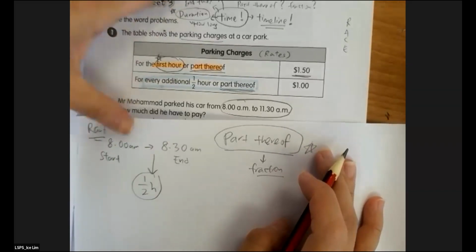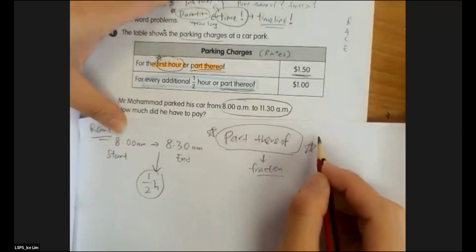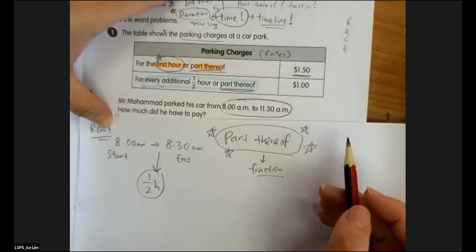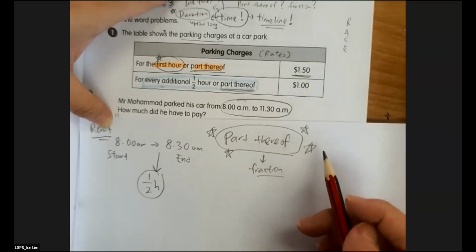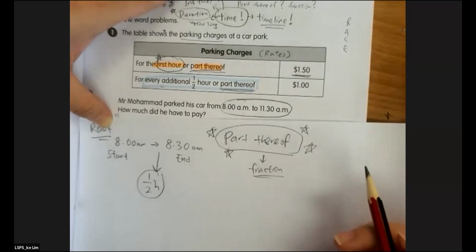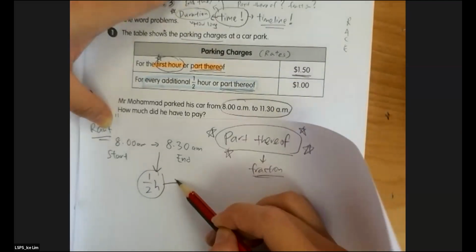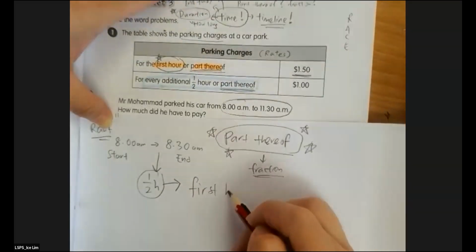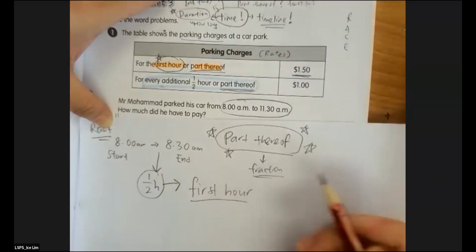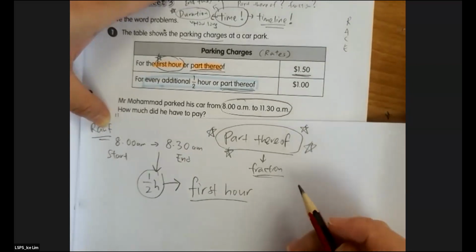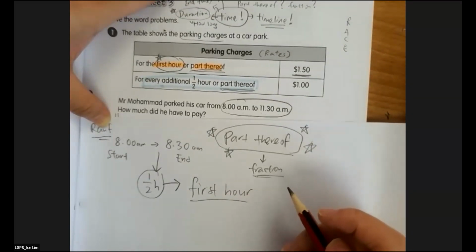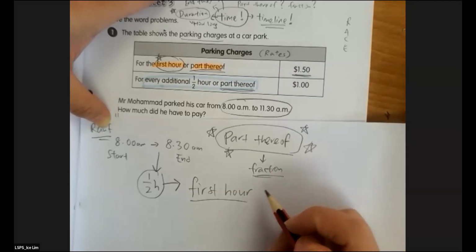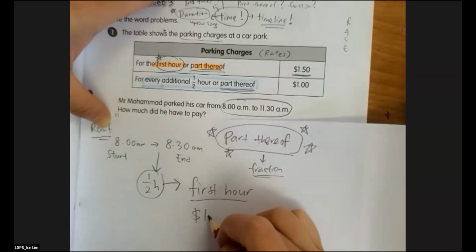Okay, so this is the most important part: the term part thereof. The meaning of part thereof, like what Xingwei says, is a bit like a fraction. Meaning, this half an hour is part of the first hour. It's still considered part of the first hour. As long as you fall within the first hour, no matter if it's half an hour, Raoul, you have to pay $1.50.